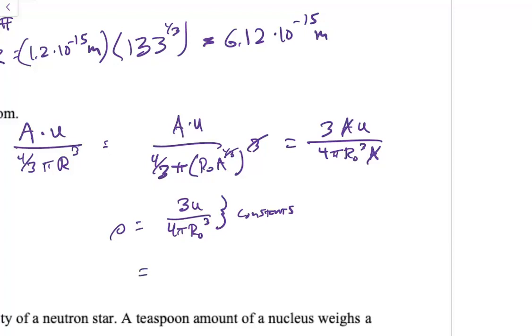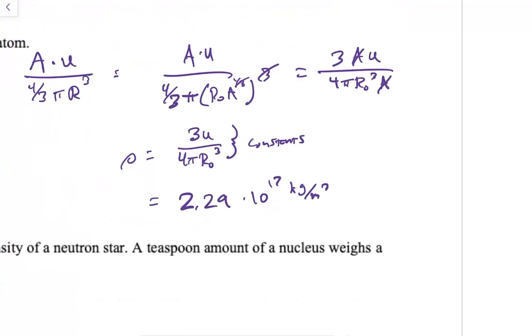And if I plug these in, I would end up with 2.29 times 10 to the 17th, and that's kilograms per meters cubed. 2.29 times 10 to the 17th, that times 10 to the 17th is huge. This is an extremely dense nucleus, and every single nucleus turns out to have this if we follow the same calculations that have been shown to be supported.